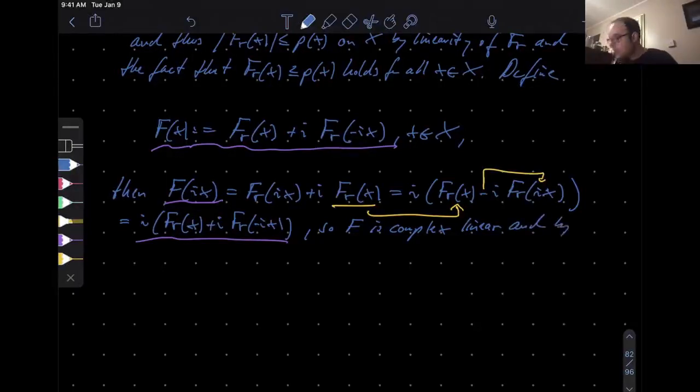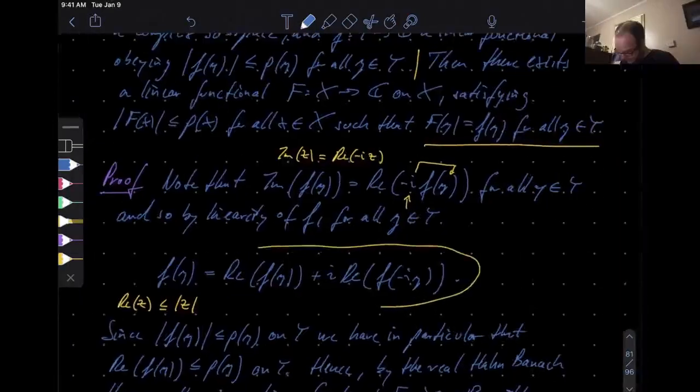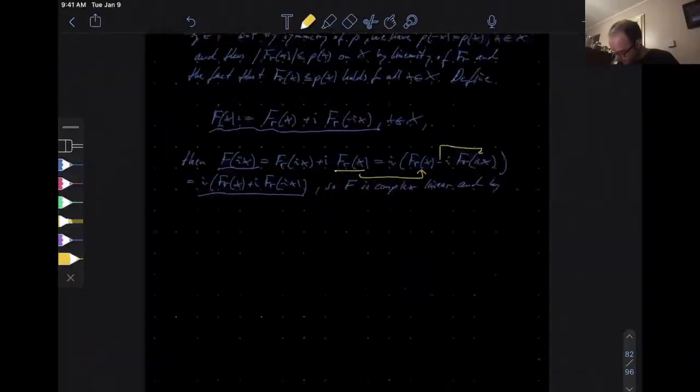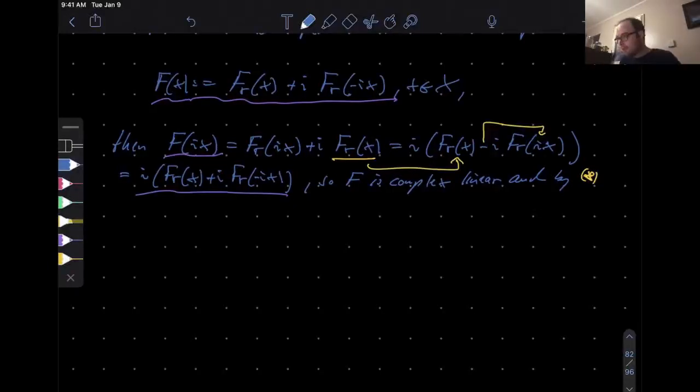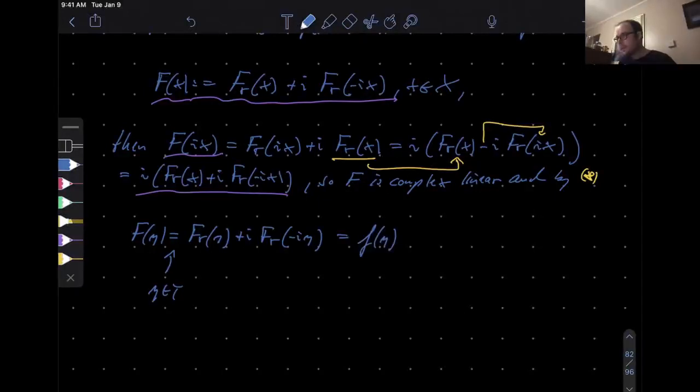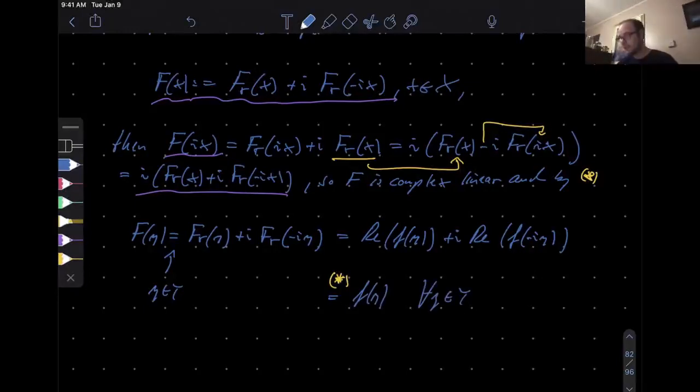And by this property up here, let's give it a star, does it reproduce the small f? So F(y) equals f_r(y) plus i f_r(-iy). Here y will be in the subspace, but remember f_r is the real continuation from Hahn-Banach, so this is just the real part of f(y), and the other one similarly, so this is plus i times the real part of f(-iy). And this is by the yellow star equal to f(y) for all y in Y. So indeed, it has the desired continuation property.